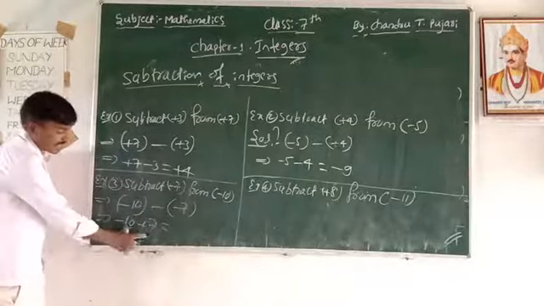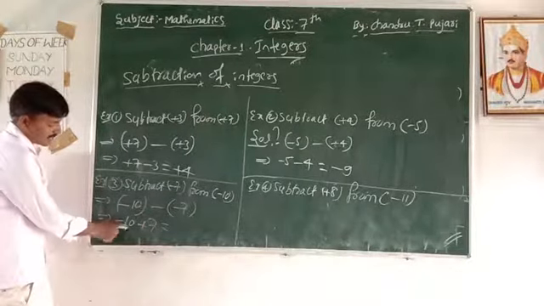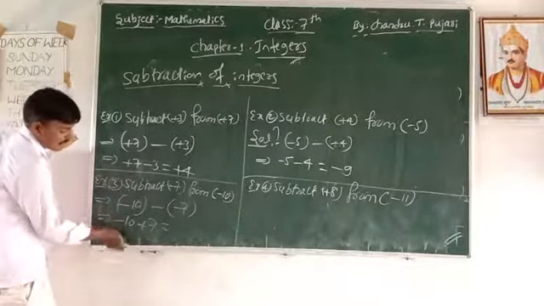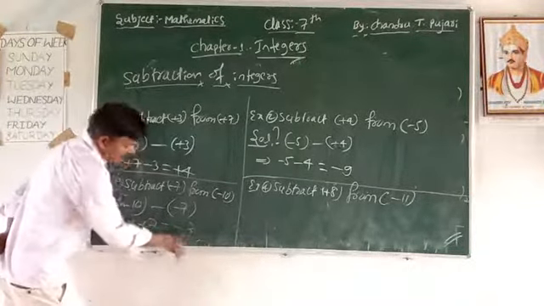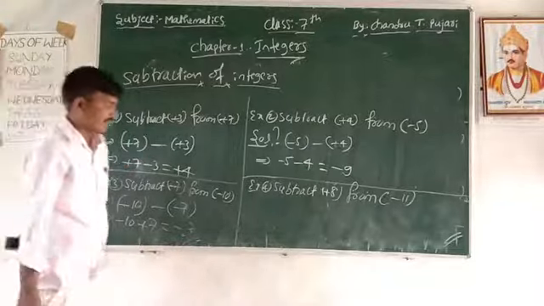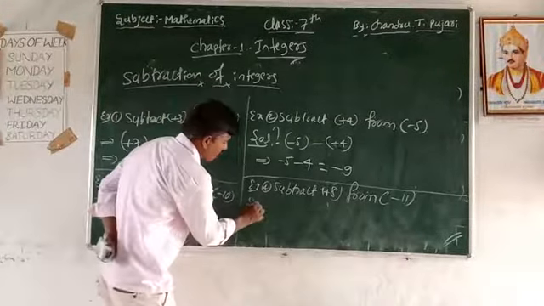Again, there are opposite signs here. Therefore, the biggest number is 10, and its sign is minus. Therefore, 10 minus 7 is 3. The answer is minus 3.